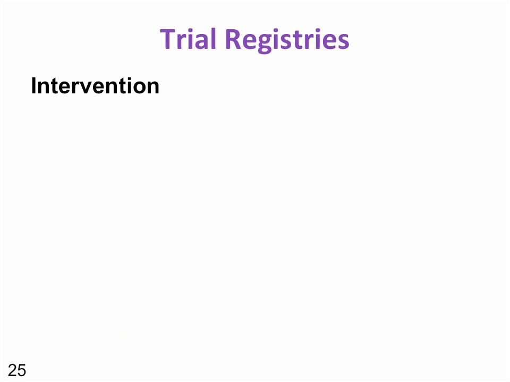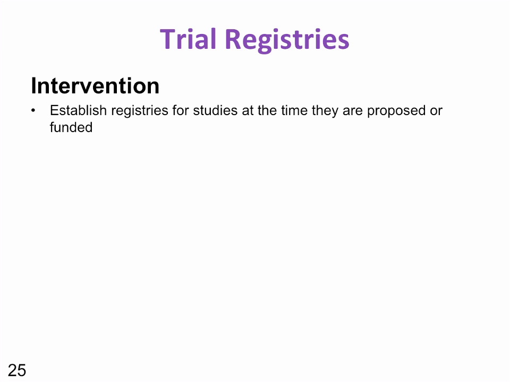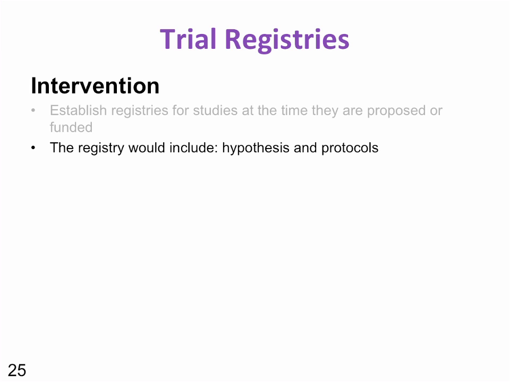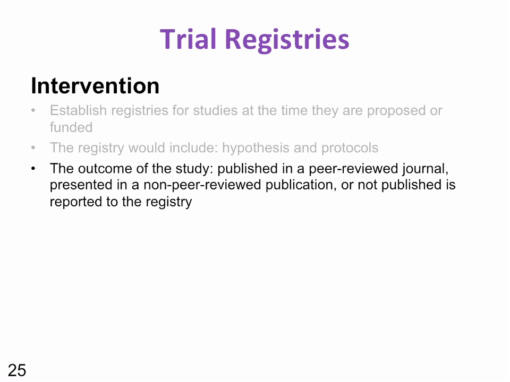The establishment of trial registries is intended to aid research consumers by registering all studies at the time they are proposed or funded. The registry would require that researchers document the hypothesis and protocols for the trial before the study is initiated, and then the author would have to inform the registry if the study was ever published, and if so, in what journal or format.